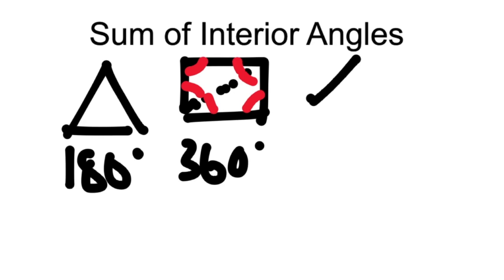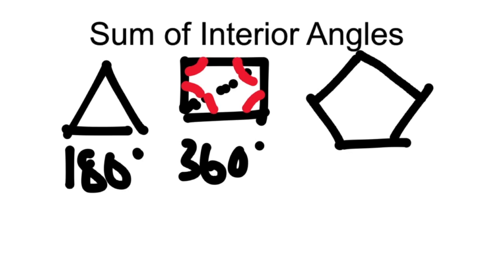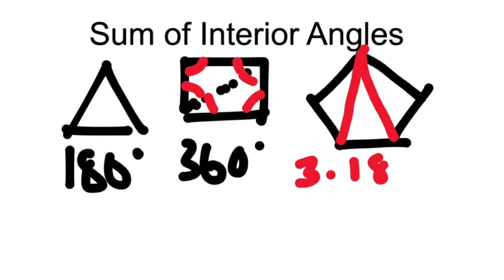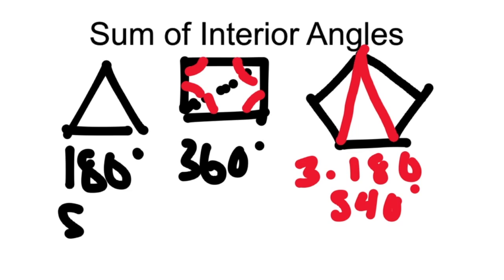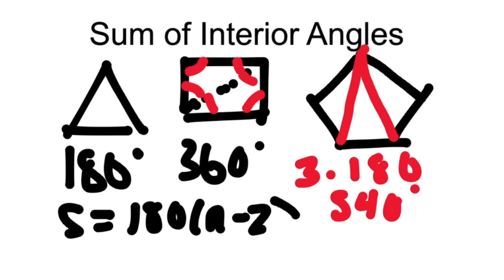If you have a pentagon, that can be cut into 3 triangles. So the sum of the interior angles is going to be 3 times 180 degrees, which is 540 degrees. If you don't want to draw the shape, but you still want to know the sum of the interior angles, you can use the formula. The sum of the interior angles is equal to 180 times the number of sides minus 2.